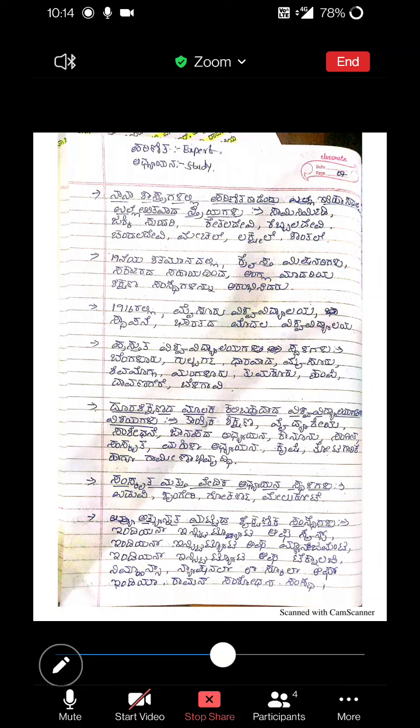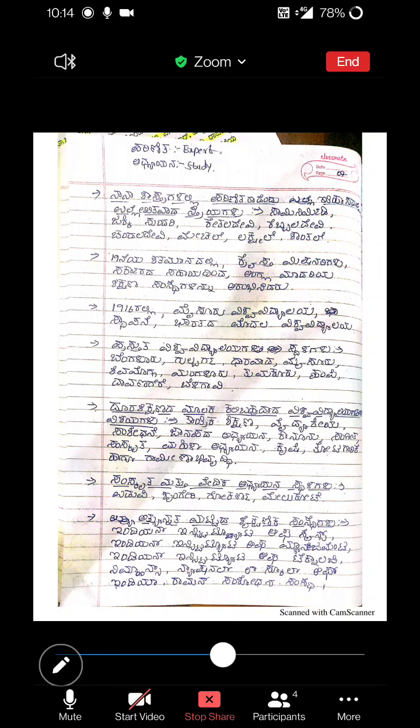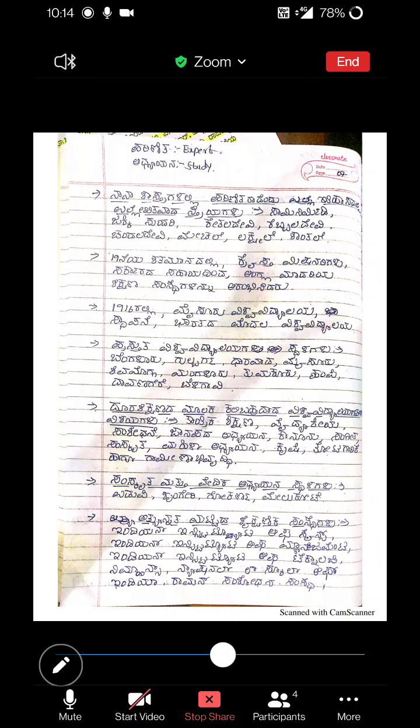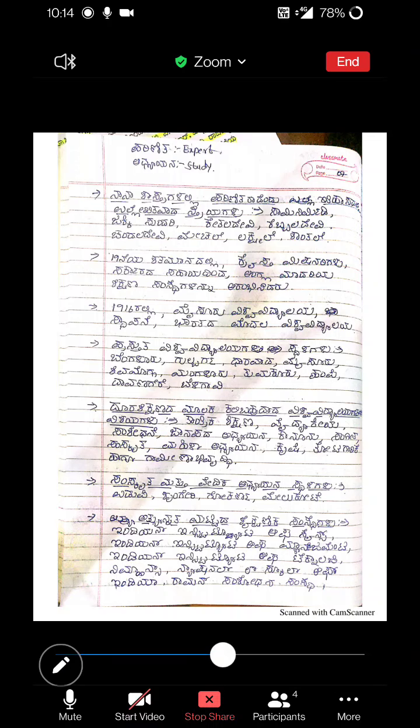In the 19th century, the Christian missionaries entered Karnataka, and with the help of the government, they established their schools in Karnataka. In 1916, Mysore University was established, the first university of India.